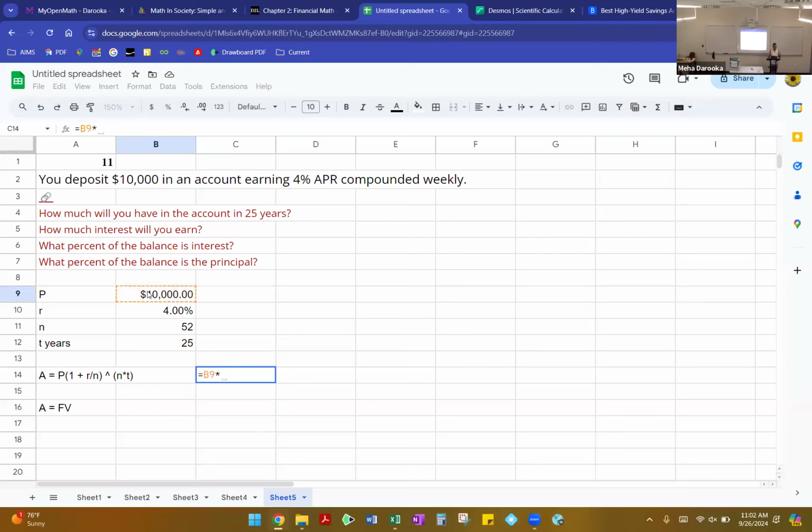So I'm starting out with the P times 1 plus R over N raised to the power of NT formula. So our principal is 10,000 times, again, just one times, parentheses, 1 plus R divided by N. And then remember caret symbol for the exponent, and then parentheses again, we do N times T. Was anybody close to this number?